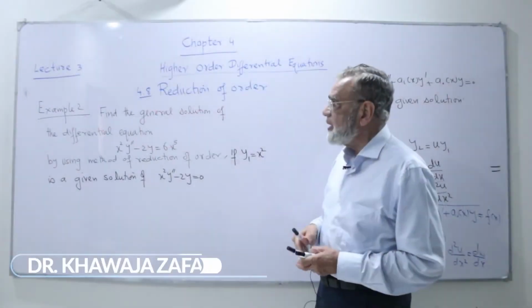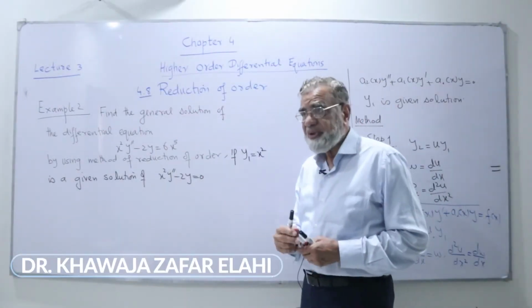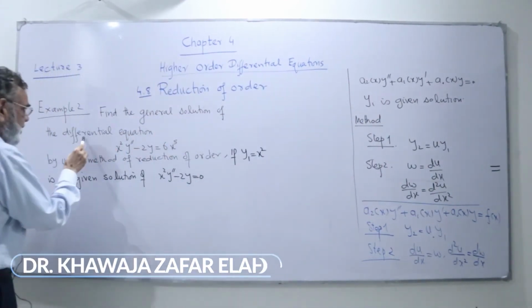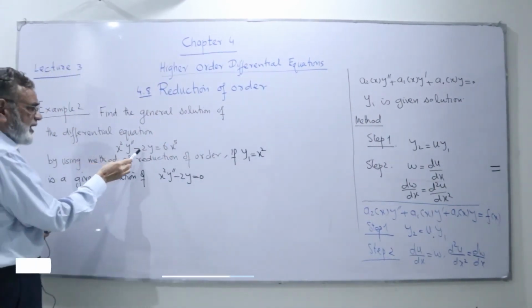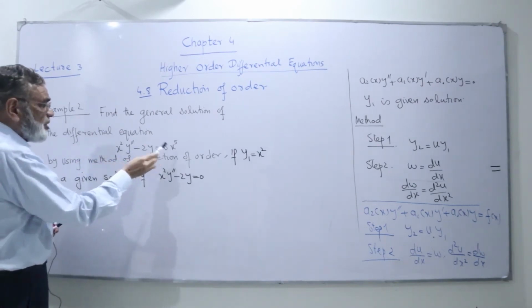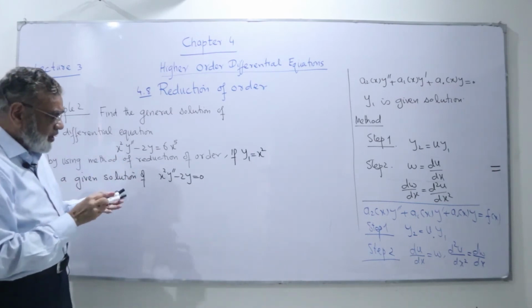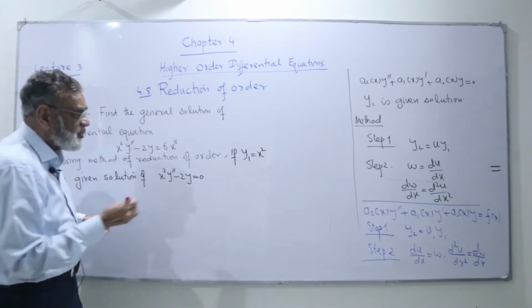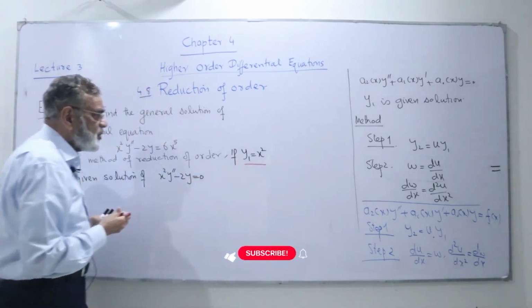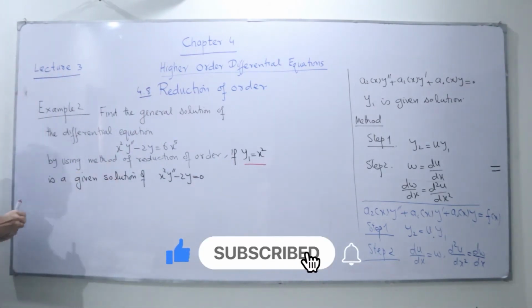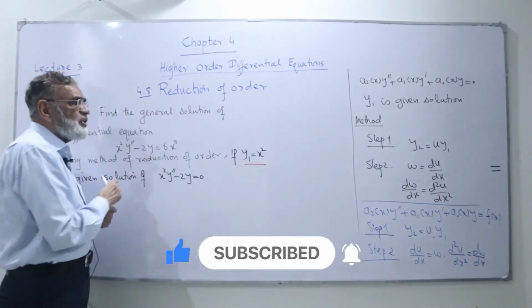I'll give you another example, and this one is different from the first one. We want to find the general solution of the differential equation x squared y double dash minus 3y is equal to 6x to the power 4, by the method of reduction of order. We're given the solution y1 equal to x squared, and we want to find the solution. But here we can see this is non-homogeneous.